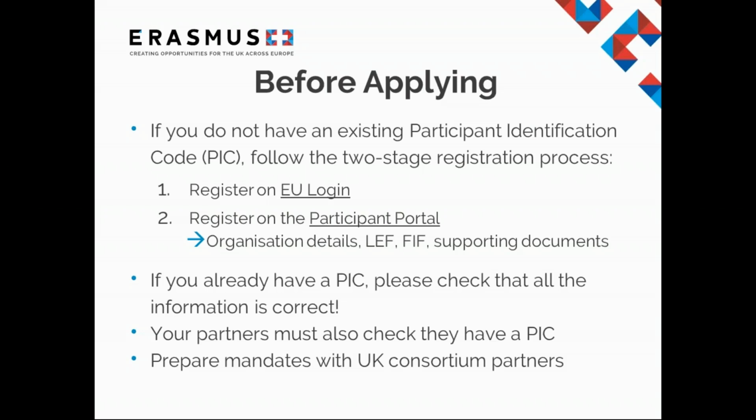participant portal are consistent. If you haven't got a PIC, you need to follow a 2-stage registration process. However, before doing so, please double check that your organization definitely doesn't have a PIC. We recommend that you ask colleagues at your organization in case someone else has already created a PIC. Alternatively, you can check whether your organization is already registered through your EU login account by clicking on the Organization tab from the drop-down menu and using the search facility, or online at www.ec.europa.eu/research/participants.